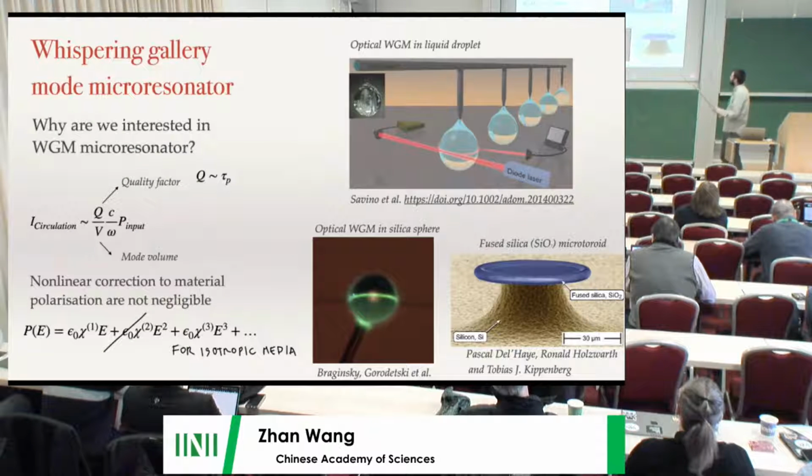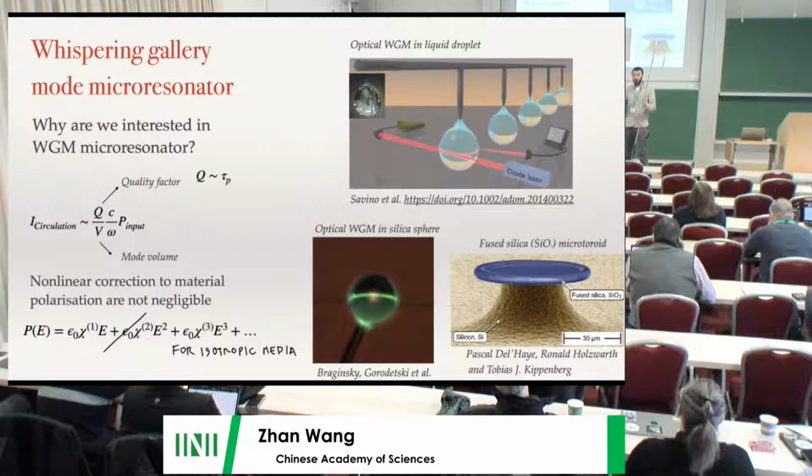So the question, of course, is why are we interested in this specific type of microresonator? Well, it turns out that the intensity of the power circulating inside the cavity is proportional to the quality factor of the cavity and inversely proportional to the mode volume of light. The quality factor tells us basically how good our cavity is. If we put a photon inside our cavity and this photon lives for a long time, that means that our cavity is very good and our quality factor is going to be very high.